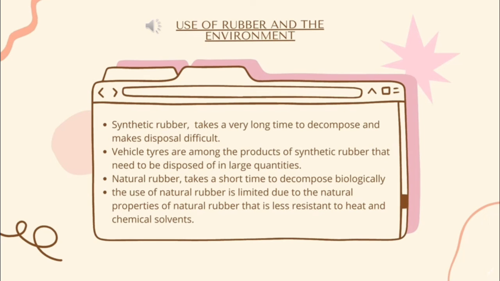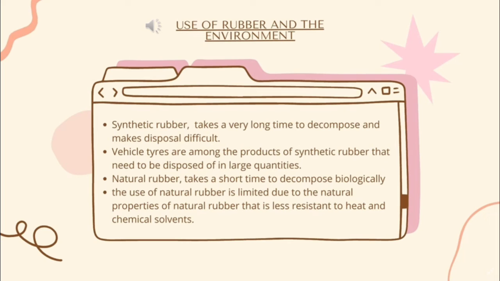Alright, so the last topic we're gonna discuss today is uses of rubber and the environment. So synthetic rubber takes a very long time to decompose and makes disposal difficult. For example, vehicle tires are among the products of synthetic rubber that need to be disposed of in large quantities.